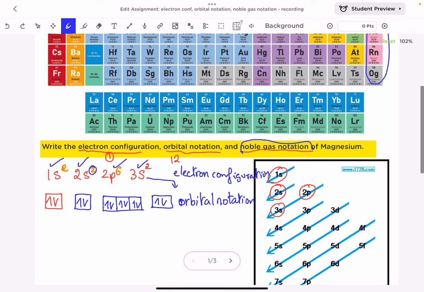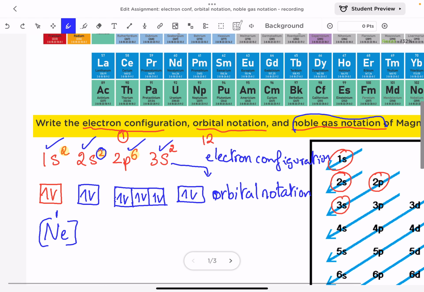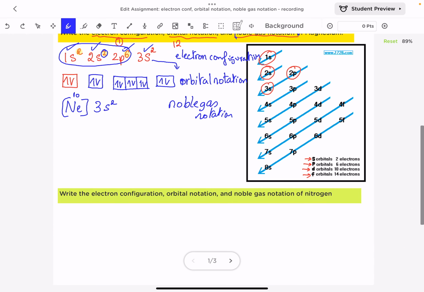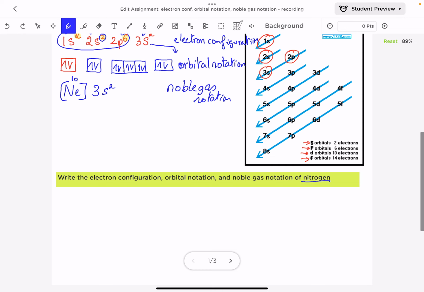So I'm going to select the neon, and I'll write the noble gas selected in brackets. Now, neon, as I said, has 10 electrons. So instead of 1s2, 2s2, and 2p6, I write neon, and I copy the rest. I continue with whatever orbitals remaining. So this is called a noble gas notation.